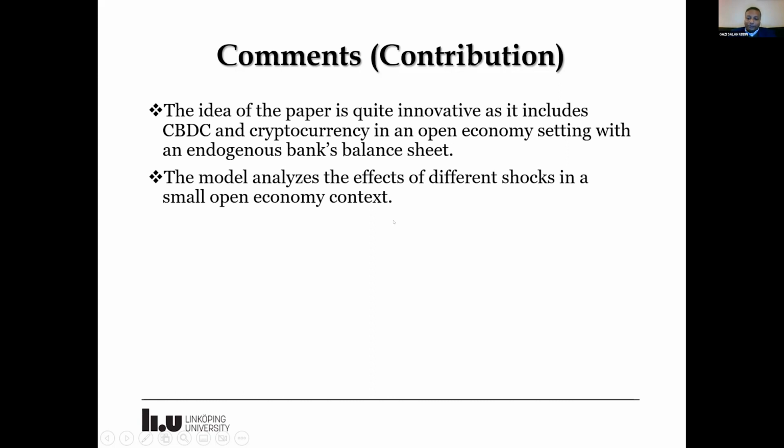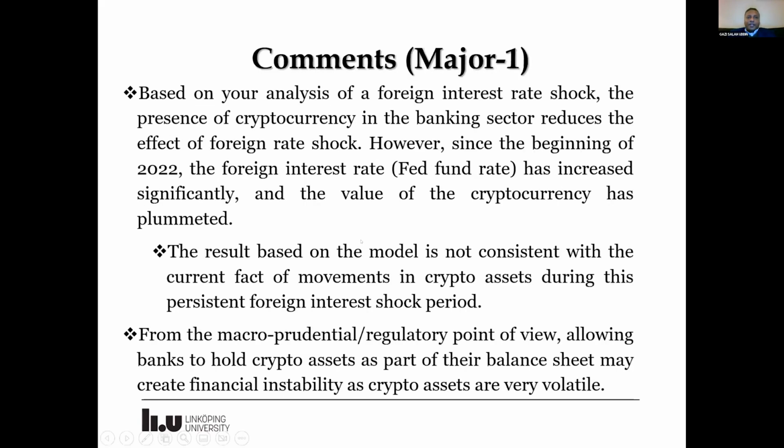So I will not go into much detail about your equations. I will mostly go for comments on your model and clarifications. So my comment is based on your analysis of a foreign interest shock: the presence of cryptocurrency in the banking sector reduces the effect of the foreign shock.